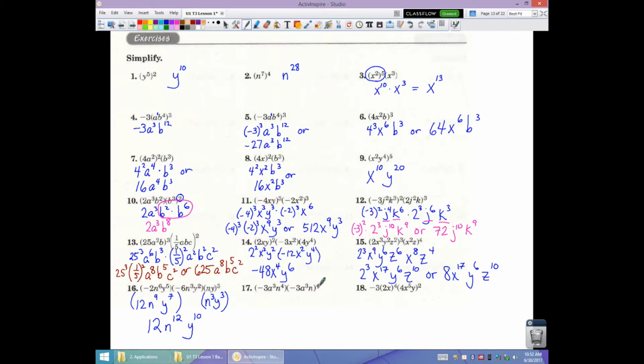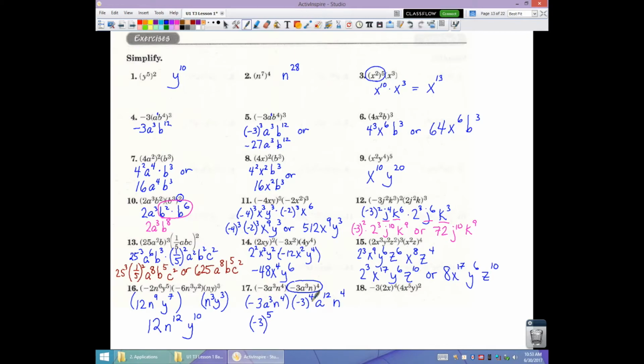Number 17, once again, the only power to a power is out here on the right-hand side. So I will leave the first parentheses alone for the time being. And this will become negative 3 to the 4th, a to the 12th, n to the 4th. Now, this is negative 3 raised to the 4th power. I'm multiplying that by another negative 3. So that's technically negative 3 to the 5th.